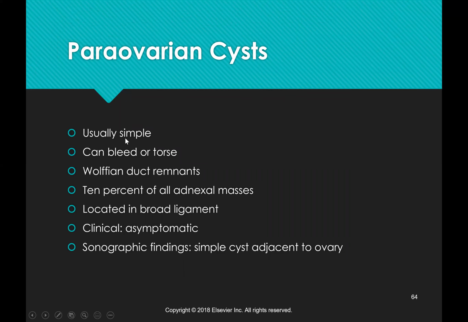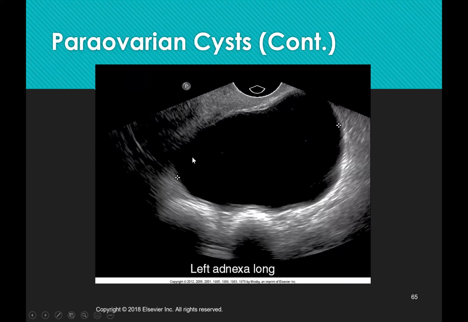Para-ovarian cysts are usually simple and complete or torus, and they're from the Wolffian duct remnants. So they're also a cyst that's not quite on the ovary, but located in the broad ligament. So you're going to see these cysts close to the ovary, but not necessarily directly on the ovary. What you'll see is a simple cyst adjacent to the ovary, and this is a para-ovarian cyst. Again, this is a very large para-ovarian cyst, something that would be mentioned.